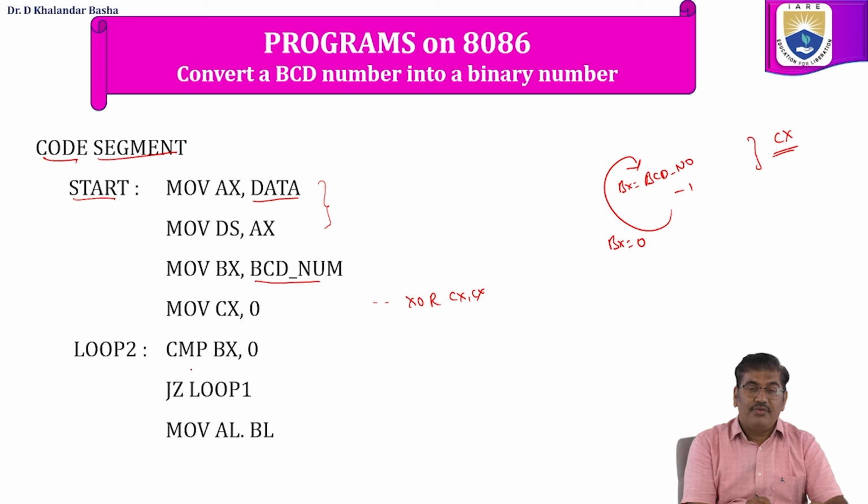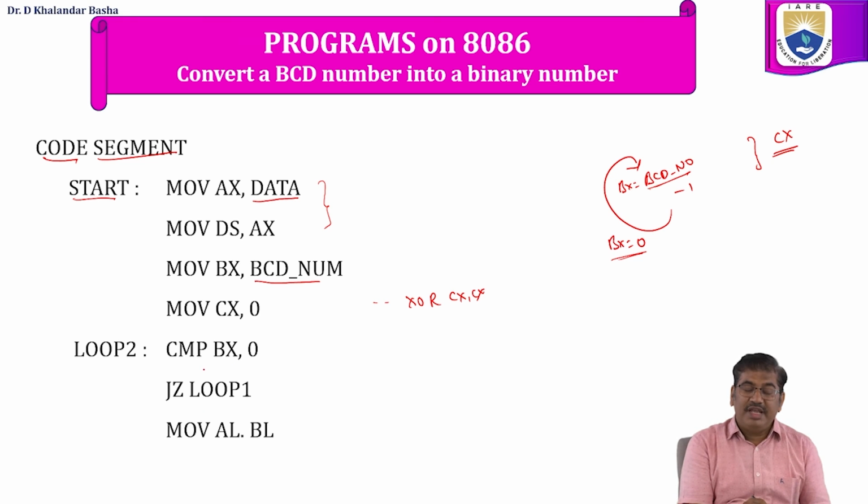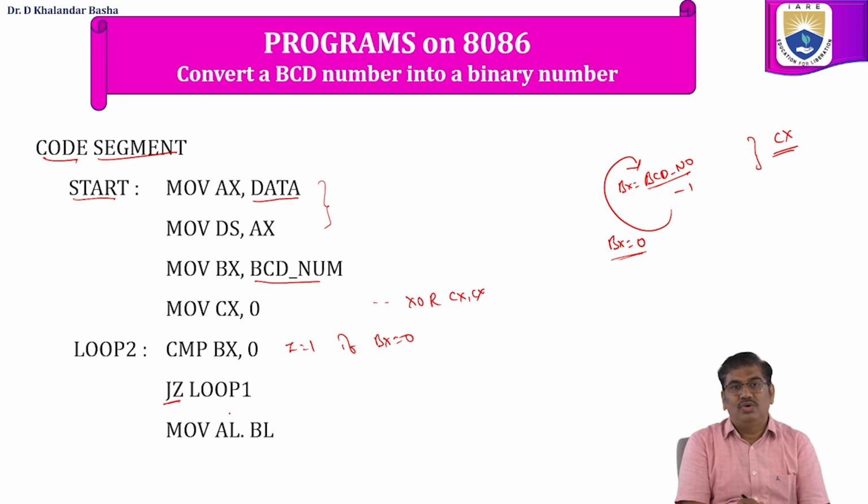Next, we will compare whether the given BCD number is equivalent to 0 or not. For that, CMP BX, 0. So what is the program which you are writing? It will repeatedly subtract 1 until the BX register content is equivalent to 0. When BX content is equivalent to 0, the zero flag will be set to 1. As this condition is true, it will go to loop 1.